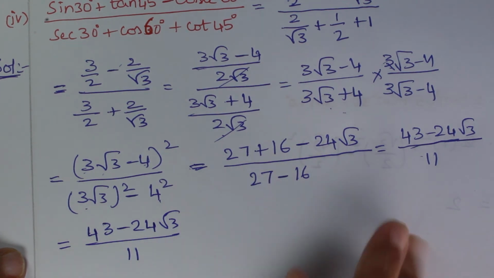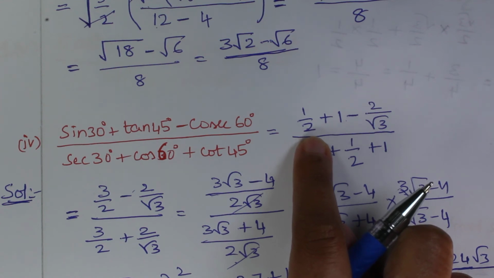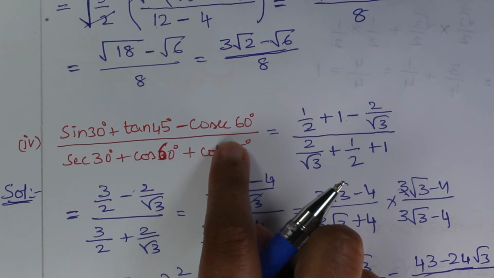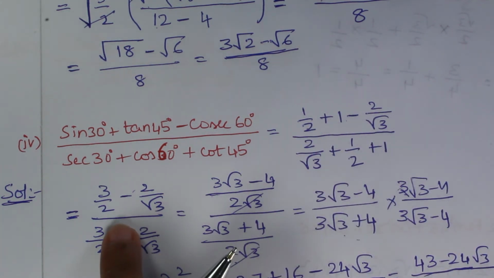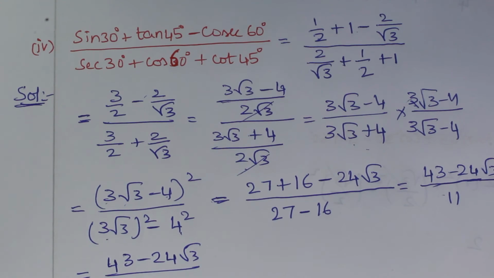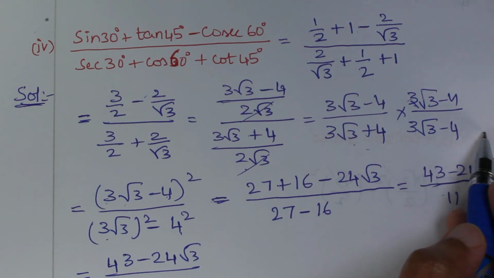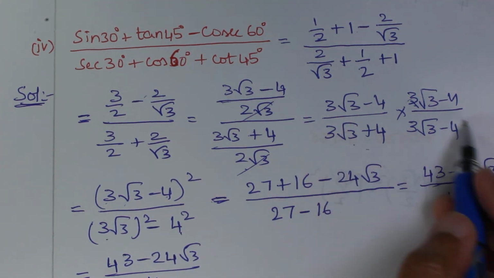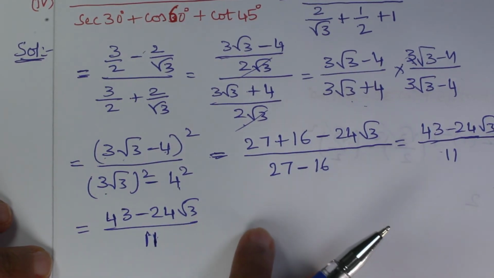Hope this is clear for you. What I did is, first of all, I have substituted the values of sin 30, tan 45 and all the ratios here in this problem. And then I have added the fractions and I have taken the LCM. And then I have multiplied both numerator and denominator with 3 root 3 minus 4, so that we will get a whole number for the denominator. So I got the answer as 43 minus 24 root 3 divided by 11.